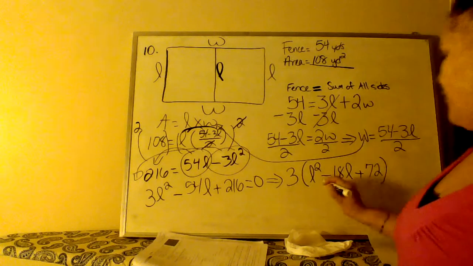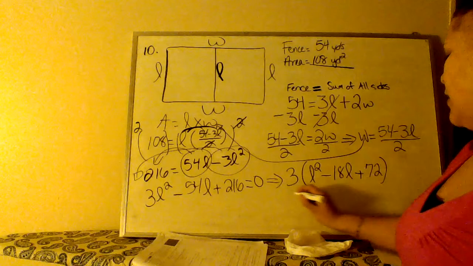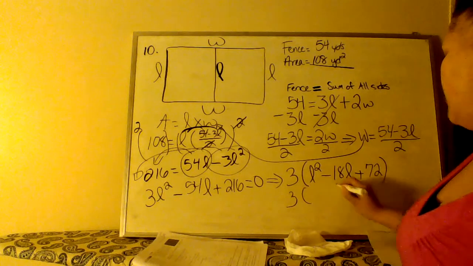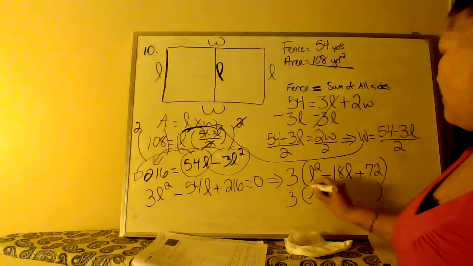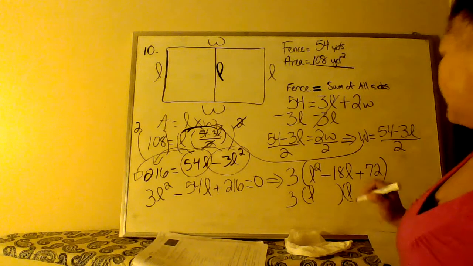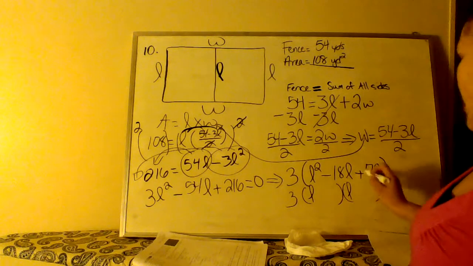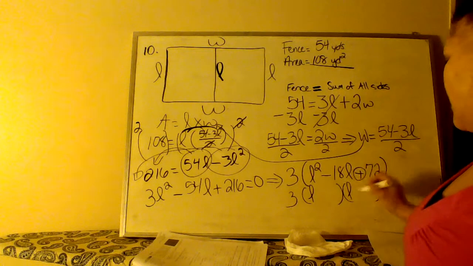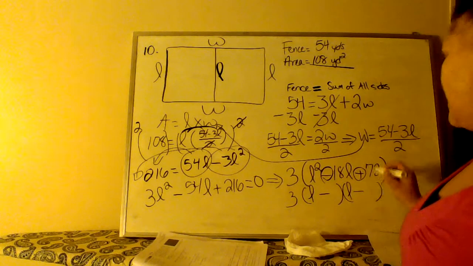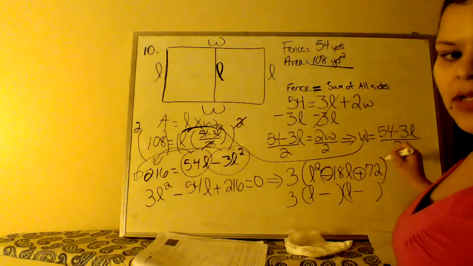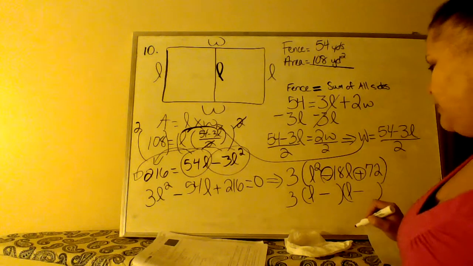So now I have to factor this so I can solve for L. So then I bring down this 3, do my double parentheses. Now I break up my L. This is an L squared. Then notice that this is positive, and the middle sign is negative. So that means I'm going to have 2 minuses. So I need something that multiplies to 72, but will add up to give me negative 18.